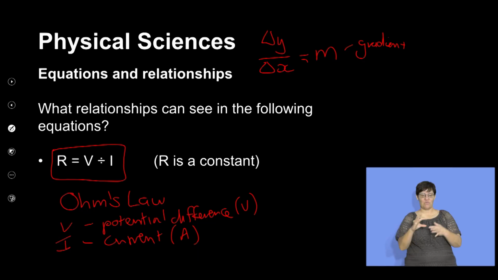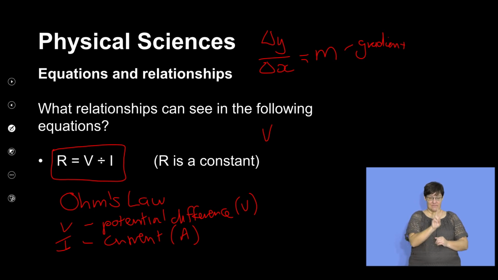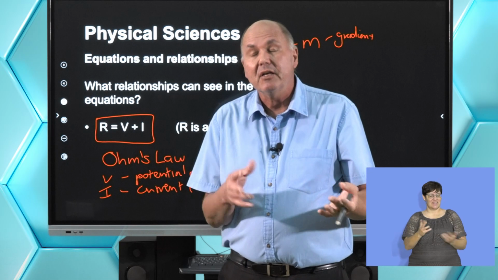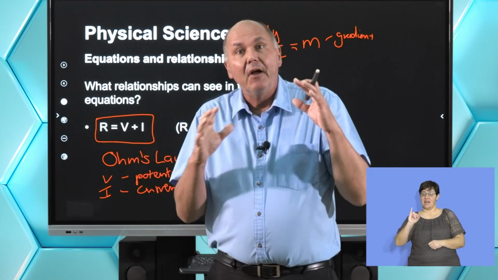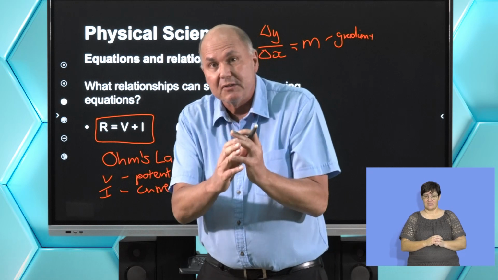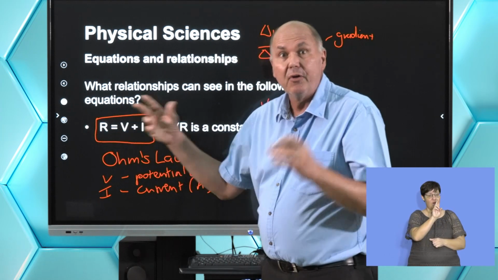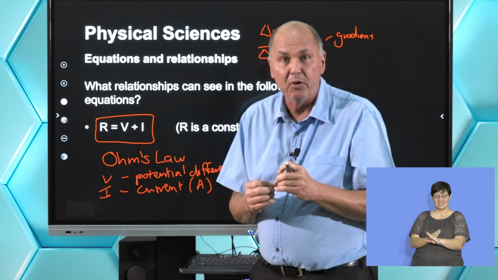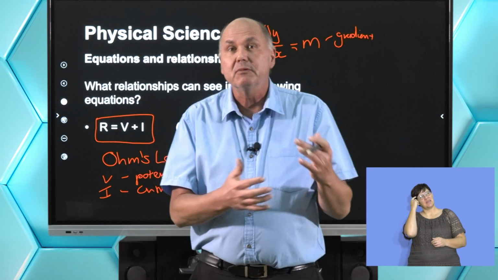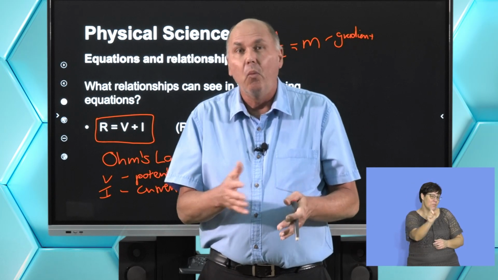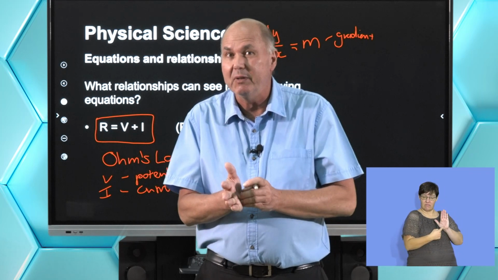And in fact, what we can say is that V is directly proportional to I. Or we could say that I is directly proportional to V. In this case, we're going to say V is directly proportional to I. The constant in this case is R, the resistance of the conductor that we're looking at. And so bear that in mind and now try and think in terms of what we've said earlier. What sort of graph do you think we're going to be looking at?